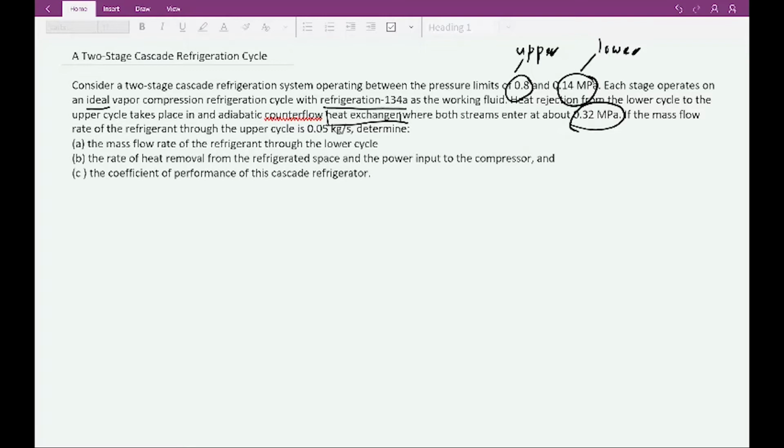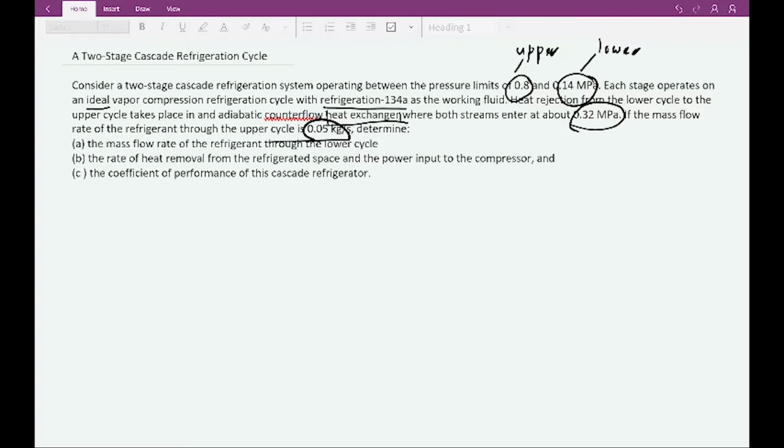If the mass flow rate of the refrigerant through the upper cycle is 0.05 kilogram per second, determine A, the mass flow rate of the refrigerant through the lower cycle; B, the rate of heat removal from the refrigerated space and the power input to the compressor; and the last one is the coefficient of performance, or COP, of this cascade refrigerator. Before we solve this problem, we need to understand the question based on the statement given here.